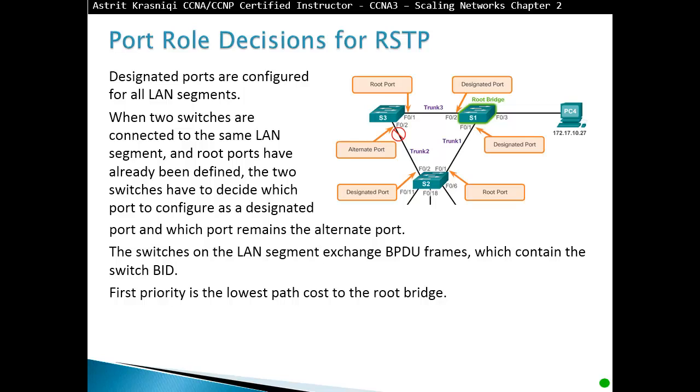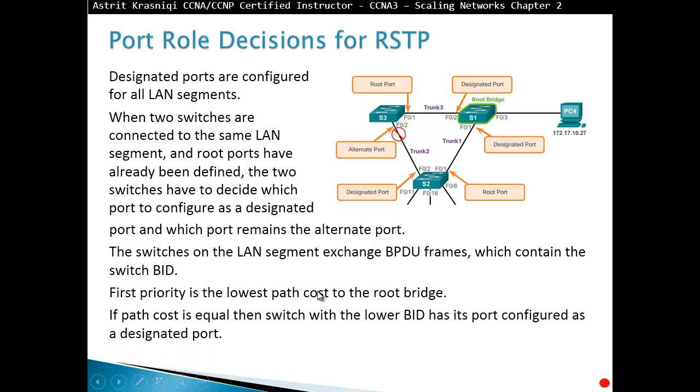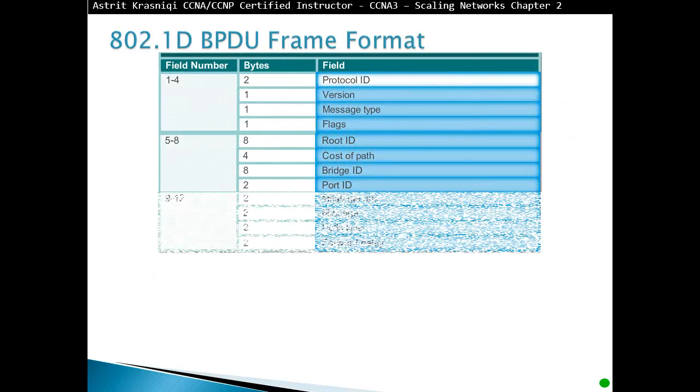Then we look at the priority of the lowest. If it's equal, then the switch with the lower bridge ID will be configured as the designated port. For example, if it's 19 for both, the same Fast Ethernet, then we look at the bridge ID. Then we go through the election again. We look at the bridge priority. If it's the same, then we look at the MAC address.